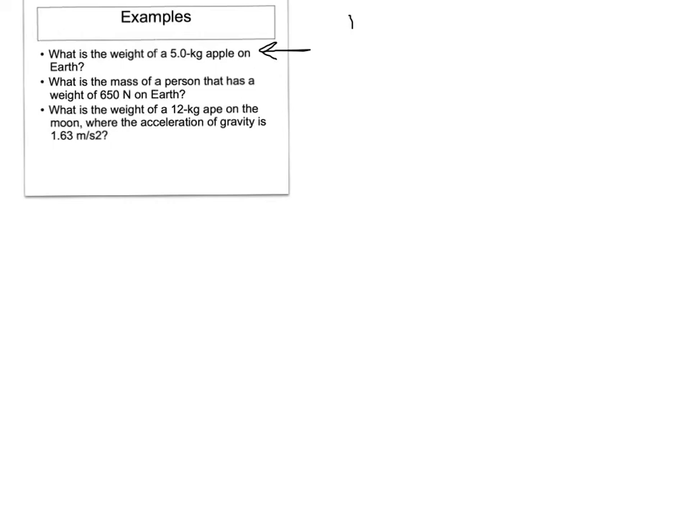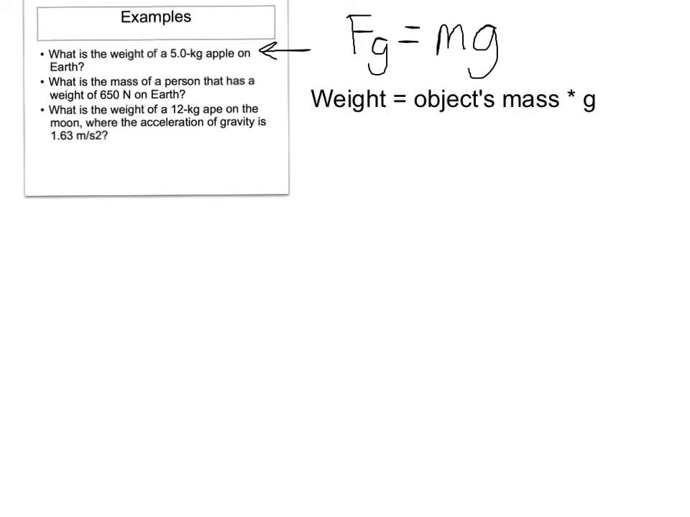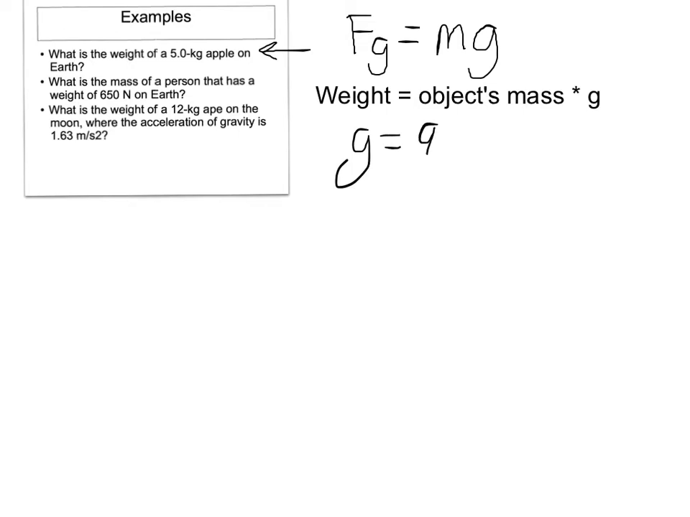Okay, to calculate something's weight, we're going to use the equation Fg equals mass times the acceleration of gravity. So weight is the object's mass times g. And remember that g is 9.81 meters per second squared. Okay, so now that we know that, let's try something else.